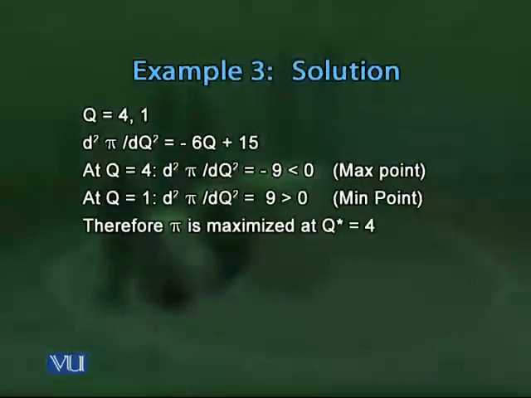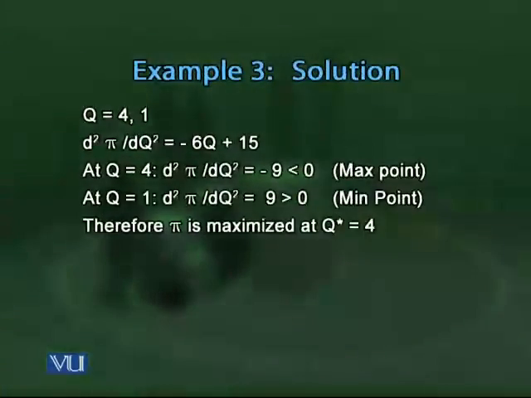Next, we find the second derivative of the function. In order to fulfill our second order condition, we find the second derivative function and then we substitute q equal to 1 and q equal to 4 in the second derivative function. As a result, we get the second derivative function here is minus 6q plus 15. At q equal to 4, the second derivative is minus 9, which is less than 0. And at q equal to 1, by substituting the value of q equal to 1, we get plus 9, which is greater than 0.